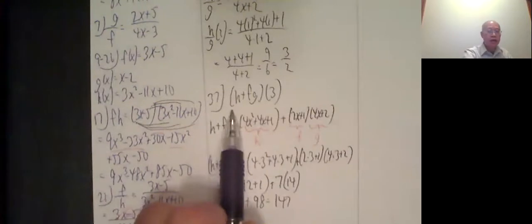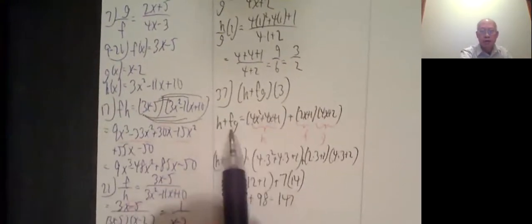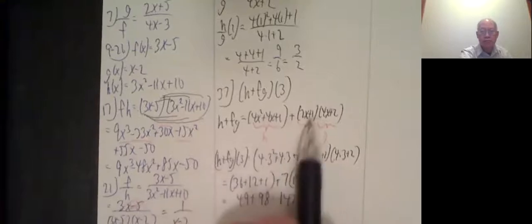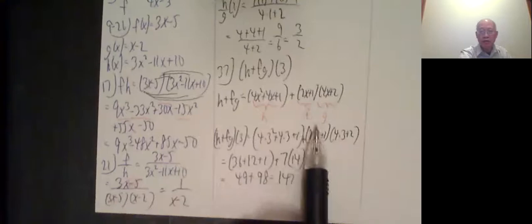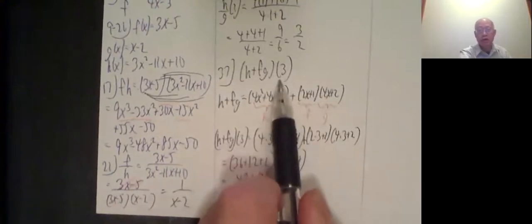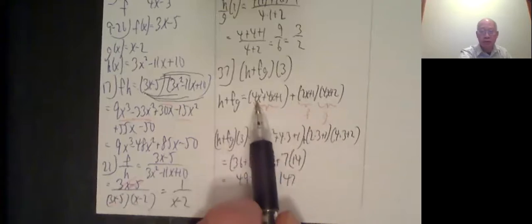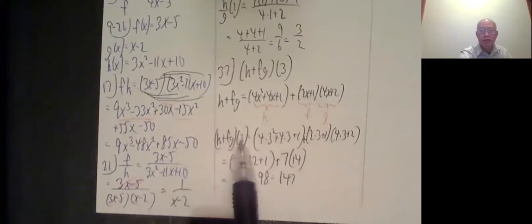37, a little bit harder. h plus fg of 3. So h plus fg, here's h. f times g is that. So first I'll multiply that out. Oh, I'm sorry, I didn't multiply it out because they just told us to plug in 3. So yeah, you can immediately plug in 3 here, here, here, and here. So h plus fg of 3.